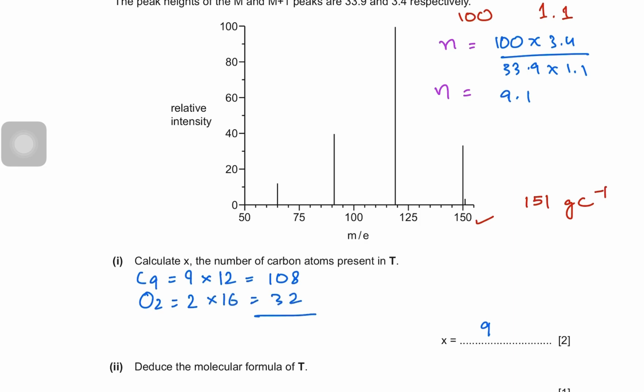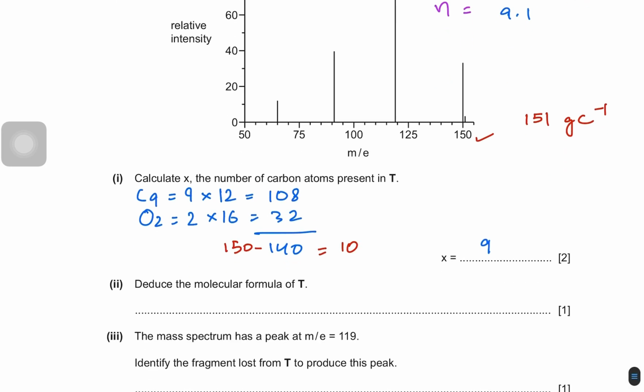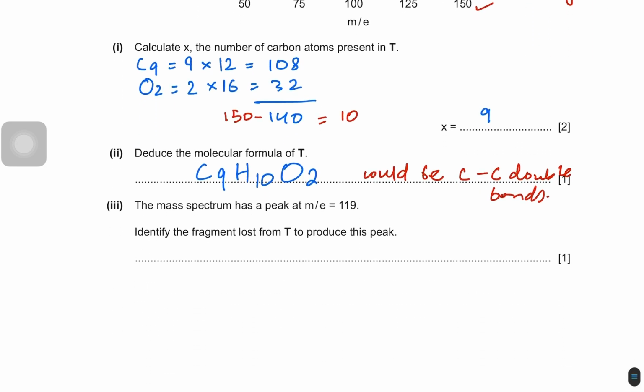And then you can get a total mass by adding 32 and 108, which is 140. So in order to make 150, you need 10 more hydrogens, and that is okay because 10 hydrogens can be around 9 carbon atoms. So your compound becomes C9H10O2. 9 was fixed, 2 you figured out, and 10 was remaining. It could have carbon-carbon double bonds, which is why hydrogens are fewer, but at least it fits the data of the question.